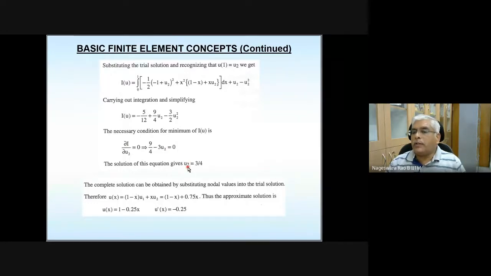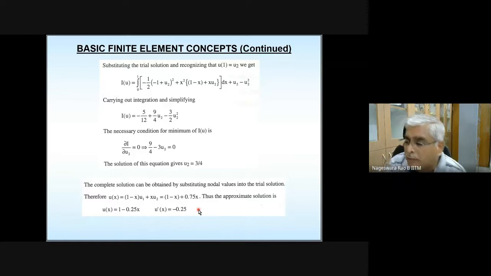Substitute u2 into the approximate solution. The approximate solution is this. U1 is 1, the already given essential boundary condition. Just now, U2 you found to be 3 over 4. You substitute, and this is the approximate solution. And this is the derivative of that. So this is the approximate solution we obtained using one element.